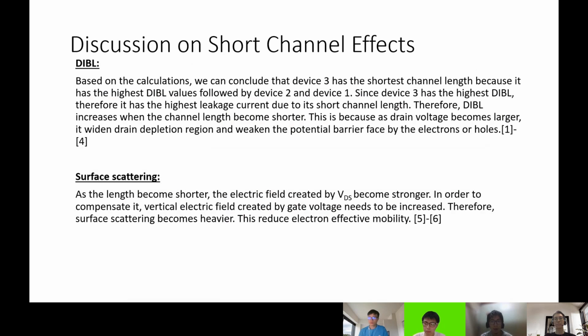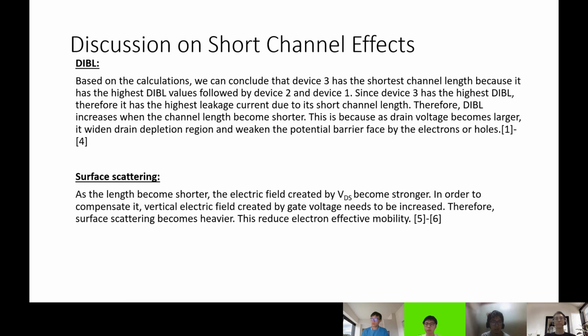So what I can say is, if the DIBL is higher, it means your channel length is lower and your leakage current will be higher. This is because as the drain voltage becomes larger, it will widen the drain depletion region and weaken the potential barrier faced by electrons and holes.